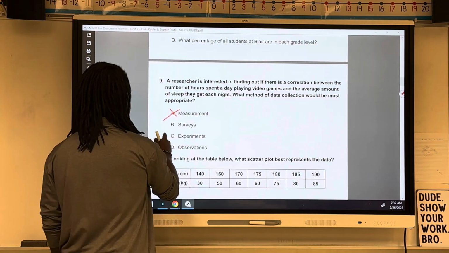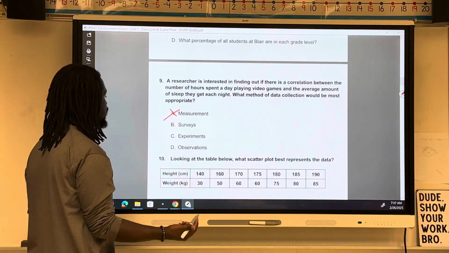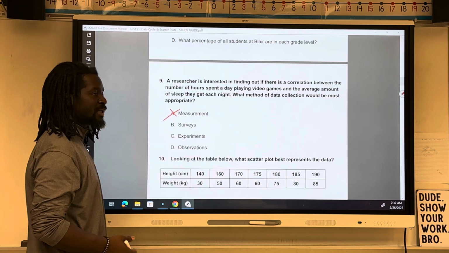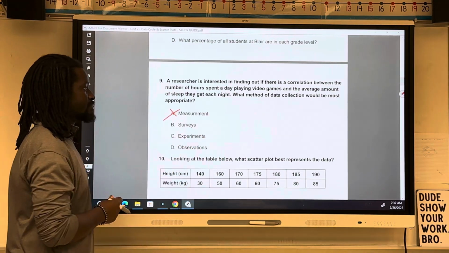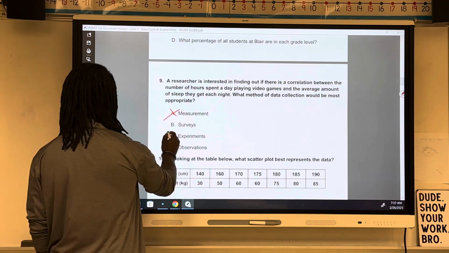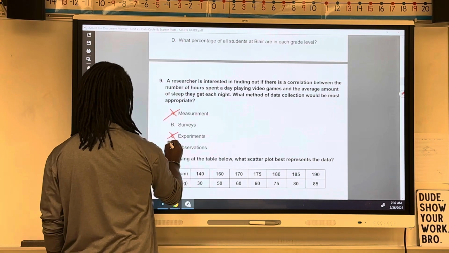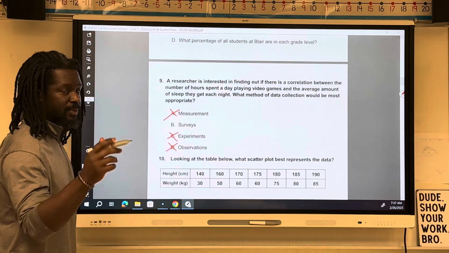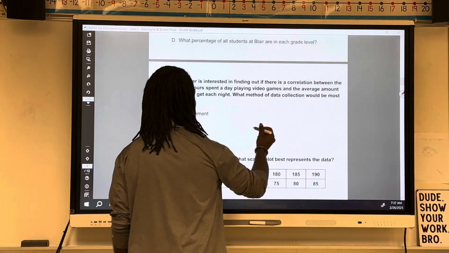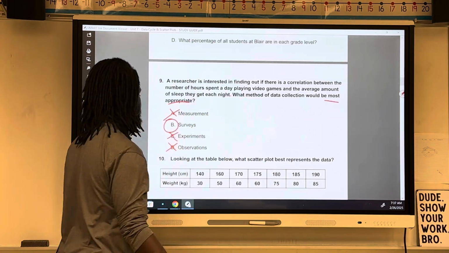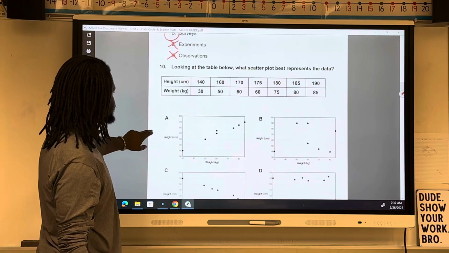That would be hard. Surveys would be asking people, hey, how much do you sleep? Hey, how much do you play video games? That could be a good way. Experiments, that could be really involved. Again, you would need to control things a lot more. And then making observations. You're not going to roll up in somebody's house and watch them sleep. That'd be creepy. Don't do that. And so surveys is the best way, right? Would be the most appropriate. I think most appropriate also being a key word there. Surveys, just asking them. All right.